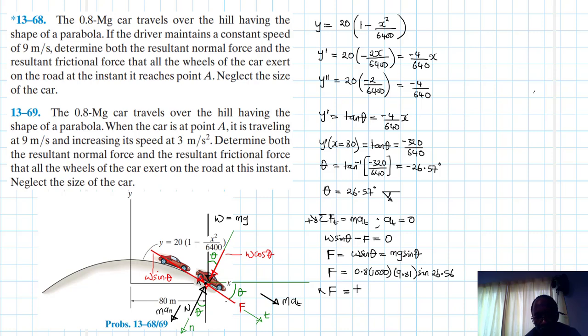So this just gives us 3510.34 newtons. So let me just work that out. Okay, so this is 7. All right, so 0.8 by 1000 times 9.81 times sine 26.57, 3510.34. So we found the friction force.